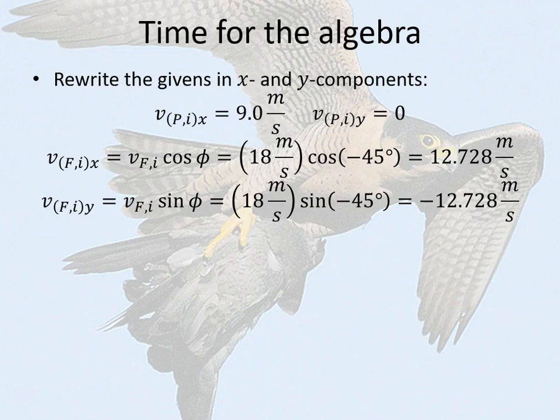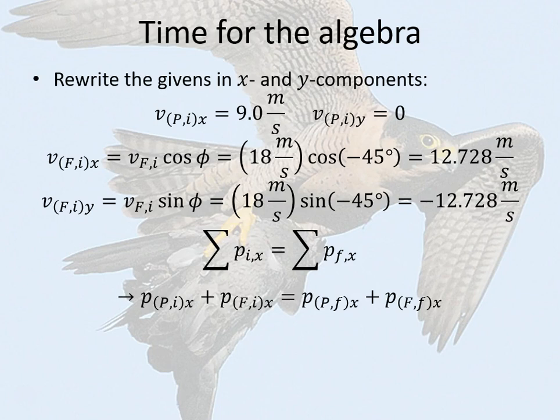So this gives us our initial velocity components for the falcon. And we're going to use conservation of momentum in both directions. We'll start off in the x direction. So what does that mean? Well, it means that the initial momentum in the x direction for the pigeon plus that of the falcon is equal to the final momentum in the x direction for the pigeon plus that of the falcon.